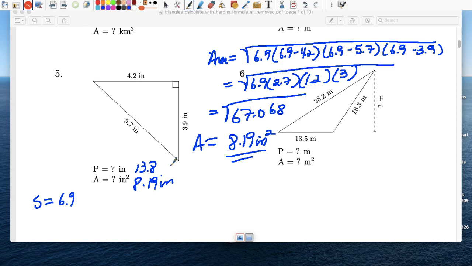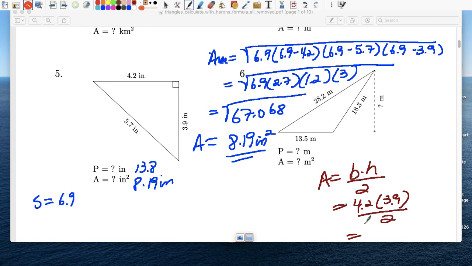You know what the irony here is? That we could have just done base times height divided by 2. On number 5, I mean, what's the height? 3.9. Right, we didn't even need to do Heron's formula. So the base is 4.2, the height's 3.9, divided by 2. We should get the same answer. Oh, there we go. Actually, it's a nice problem that we can compare.